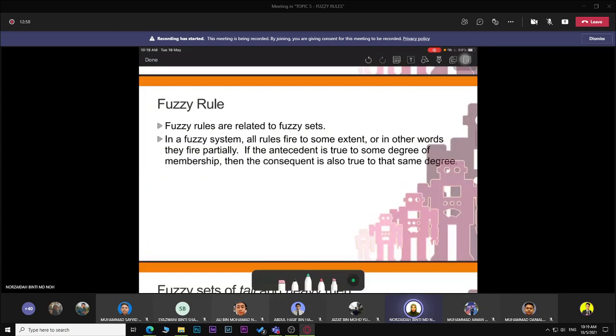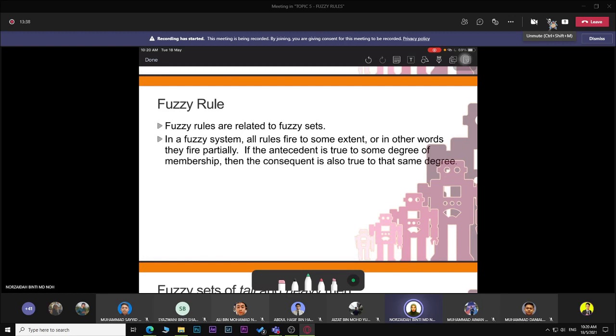So fuzzy rules are always related to fuzzy sets. You have to understand the concept of fuzzy sets, which you already did before. Still remember the concept of fuzzy sets? Yes. A week of holiday, don't forget what a fuzzy set is, right? So in a fuzzy system, all rules fire to some extent, or in other words, are fired partially. Before this, in the knowledge base, when you fire a rule, if A is true, then B is true. So it will have the whole value, which is true. Right? If the if part is true, then at the then part you will fire true.